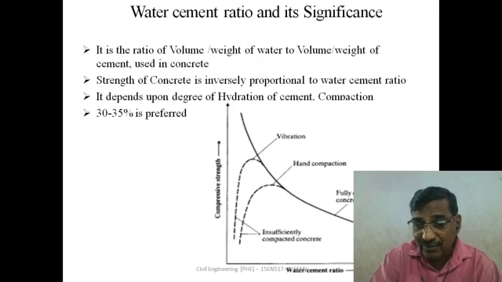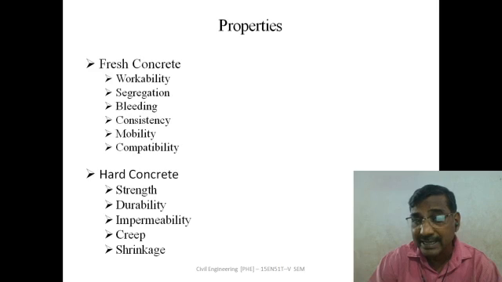See the graph which indicates that if you use less water, we don't get more strength. If you use more water, we don't get high strength. At some particular point, we are getting high strength. That is called OMC, optimum moisture content. That is the percentage of water added to the concrete to get the strength, the consistency, and the workability.